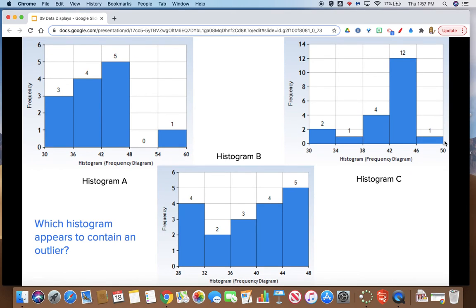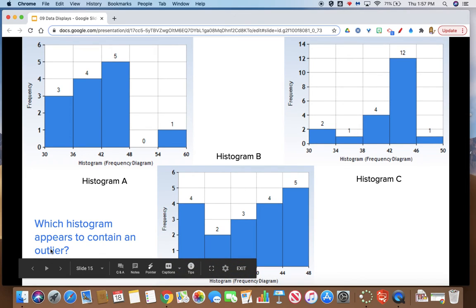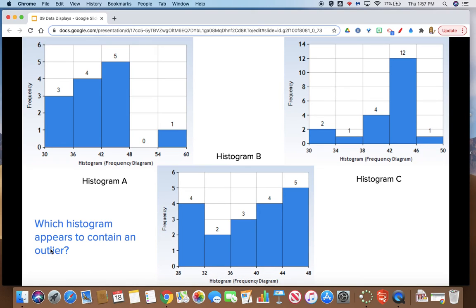The last part we want to talk about today is we want to analyze these 3 histograms and decide which one of these contains an outlier. Just a reminder that an outlier is an extreme number that's very small or very large than the rest of the numbers. It's usually kind of a loner number that's all out on its own. Which one do you think might contain an outlier?